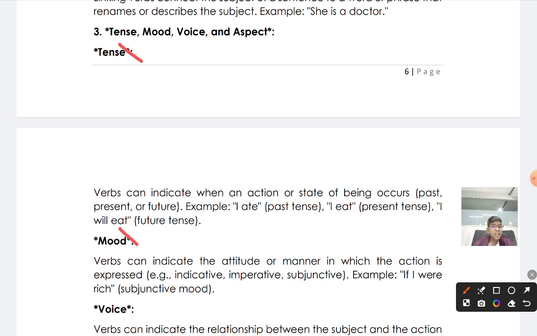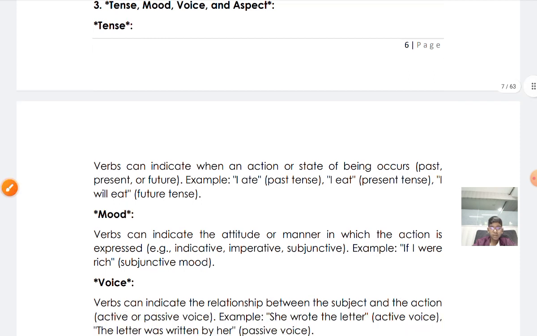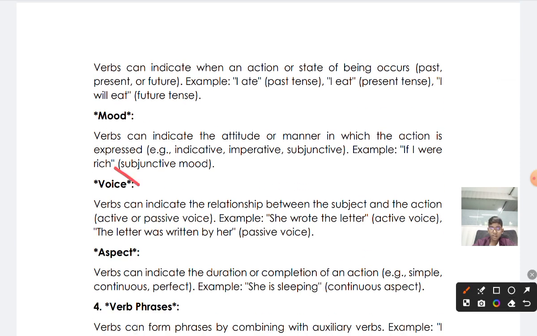Example: indicative, imperative, subjunctive. If I were rich, it's a subjunctive mood. That's an example of the subjunctive mood. So next we're going to look at voice. Verbs can indicate the relationship between the subject and the action, like active voice or passive voice.